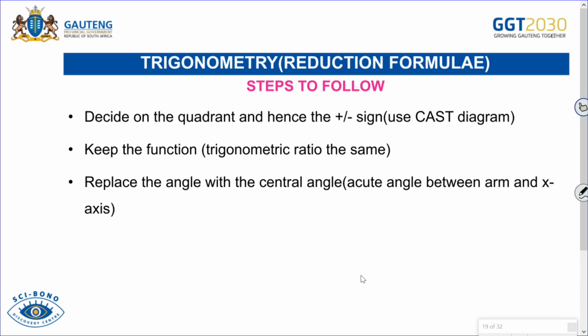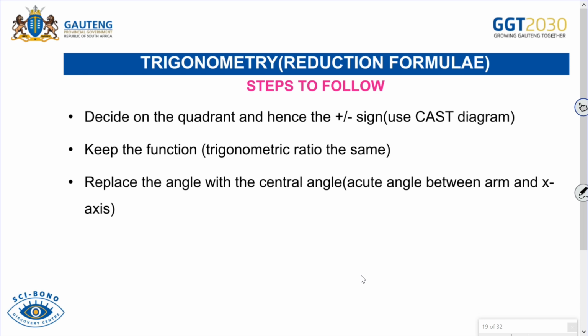Okay, so if we are looking at the steps to follow when you are doing your numerical reductions, you need to decide on the quadrant and hence the plus or minus sign. So you need to use your CAST diagram so that you can decide on the quadrant. Is it in quadrant 1, quadrant 2, quadrant 3, or quadrant 4? Then you can use your plus or your minus. You keep the trigonometric ratio the same. Replace the angle with the central angle, the acute angle between the arm and the x-axis.